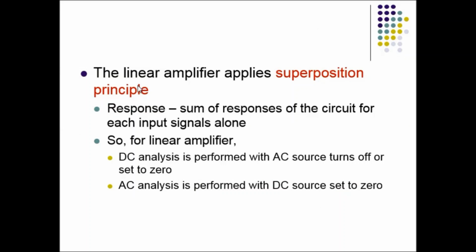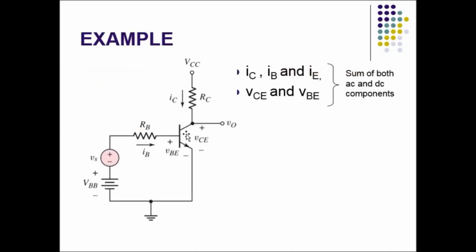Because we are dealing with a linear amplifier, it applies the superposition principle, which means that the total response is the sum of responses of the circuit for each input signal alone. Firstly, you perform DC analysis, but you need to turn off your AC source. Next, you perform AC analysis and then you turn off your DC source. For example, you can see this circuit here. It is a combination of AC and DC, right?